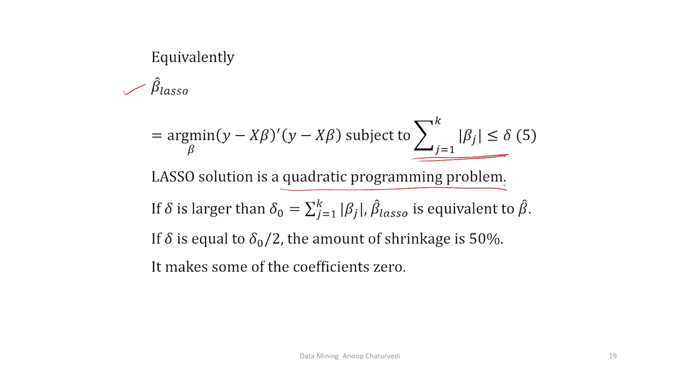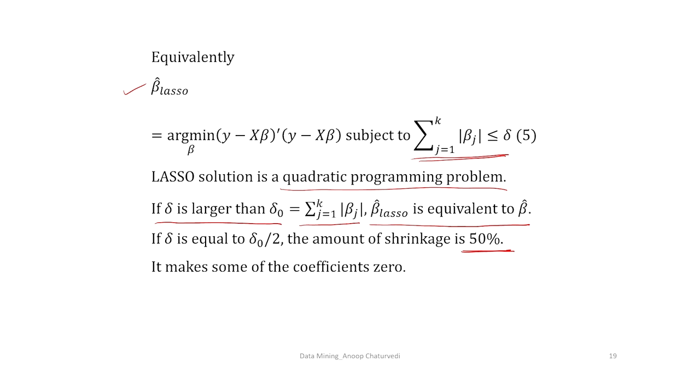In fact, for the Ridge regression, there is an advantage. You get a neat and clean solution for beta, or you get an explicit expression for the Ridge regression estimator. But here you don't get an explicit expression for the lasso estimator. It is a quadratic programming problem. When delta is larger than delta naught equal to summation j mod beta hat j, in that case beta hat lasso is equivalent to beta hat. If delta is equal to delta naught by 2, the amount of shrinkage is about 50%.